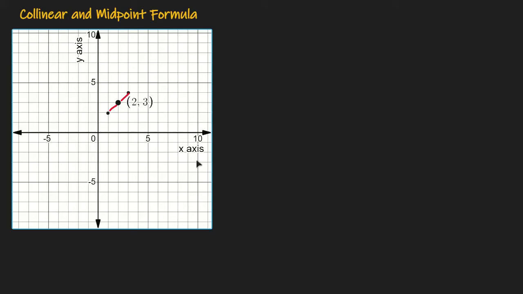In this video, I'm going to look at the collinear and midpoint formula. Whenever we talk about points which are collinear, we mean that they lie on the same line. If you wanted to visualize that, we could think of it like this: we have points P, and maybe R, and then Q.